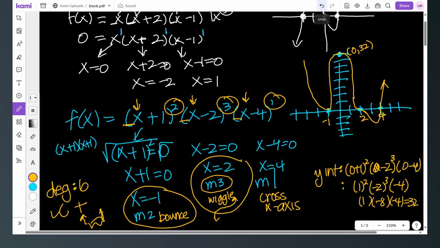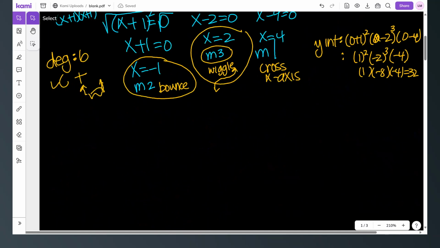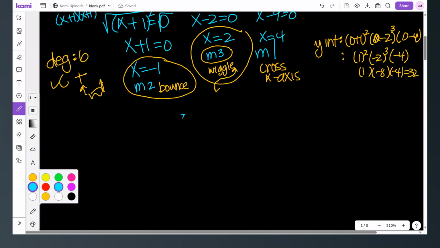Okay. So you can see the difference between this one and this one. Cross just goes straight through. Wiggle kind of flattens out and then goes through. So we can go the other way. I can give you a graph and ask you what you think the possible degree would be, and then what type of factors, x-intercepts it has. See if you can write the equation. So let's try one.